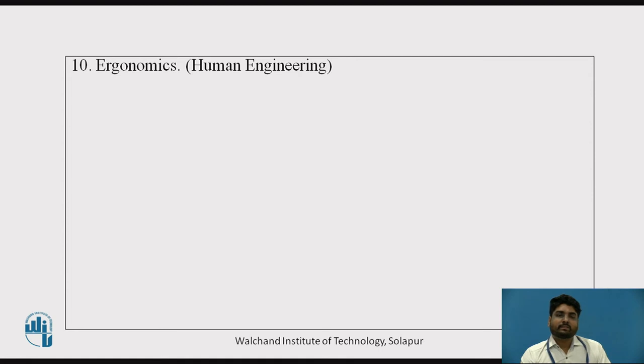Next is ergonomics. Ergonomics is a Greek word combining two Greek words: ergo means work and nomos means law. So working laws is called ergonomics. In the US it is called human engineering. It is concerned with the study of the relationship between man and his working condition to minimize mental and physical stress. It is concerned with the man-machine system. We'll see ergonomics in detail in the coming videos.